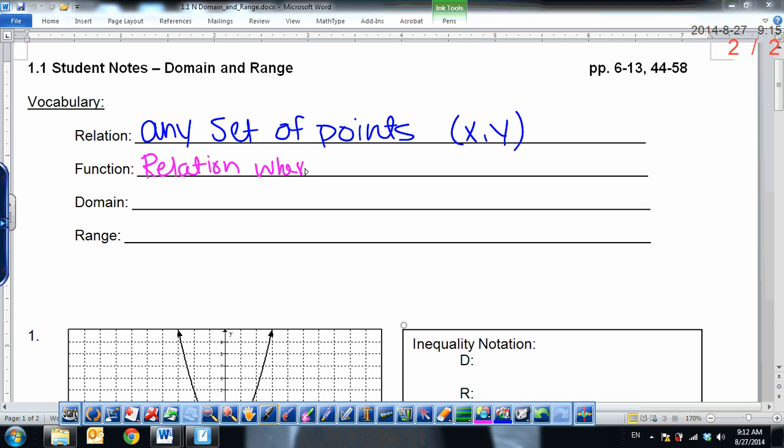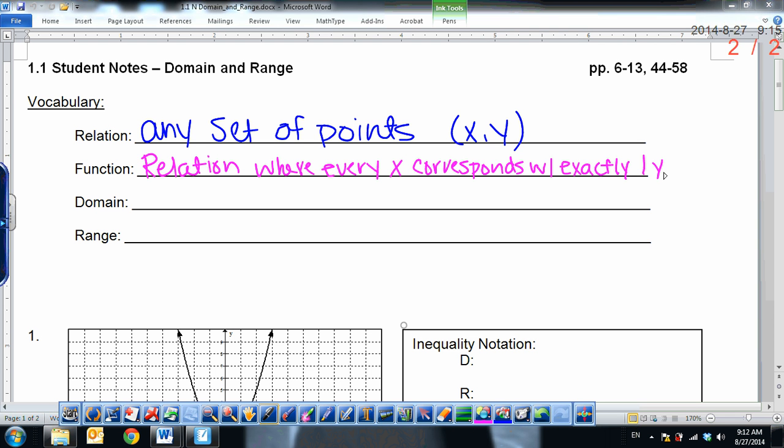A function is a relation where every x corresponds with exactly one y. You might have been used to saying where the x's don't repeat. Does that ring a bell? When you're looking at a list of ordered pairs, the x's don't repeat. What that means is that every x pairs with only one y. So that's the upper level vocabulary that we're going to be using: every x pairs with exactly one y.